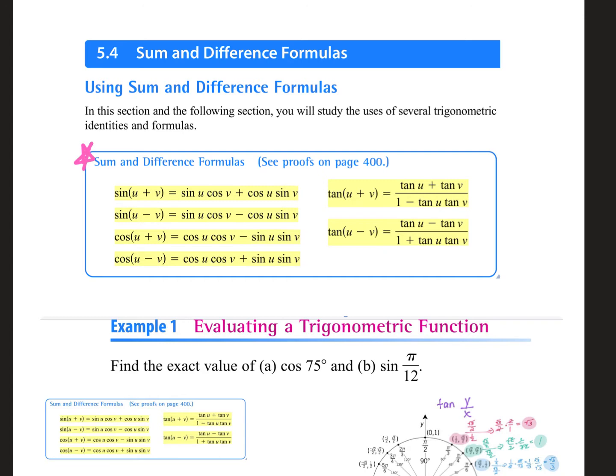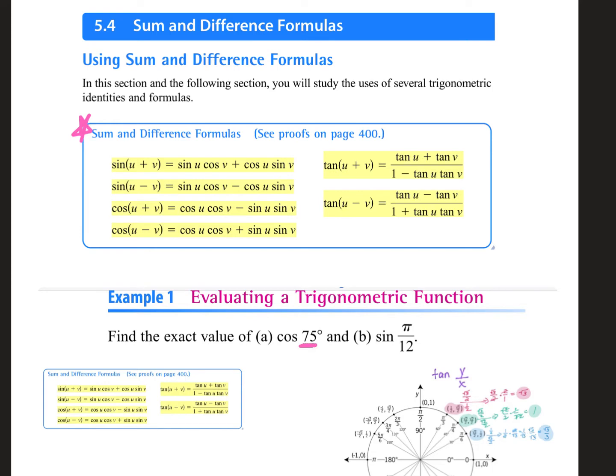We use our sum and difference formulas when the angles are not on the unit circle. So if we were given an angle that's not on the unit circle, looking at example 1, like 75 degrees is not on the unit circle, we have to use our sum and difference formula to help us find the cosine of 75 degrees. So using these gives us exact answers. So it gives exact values as the answers.